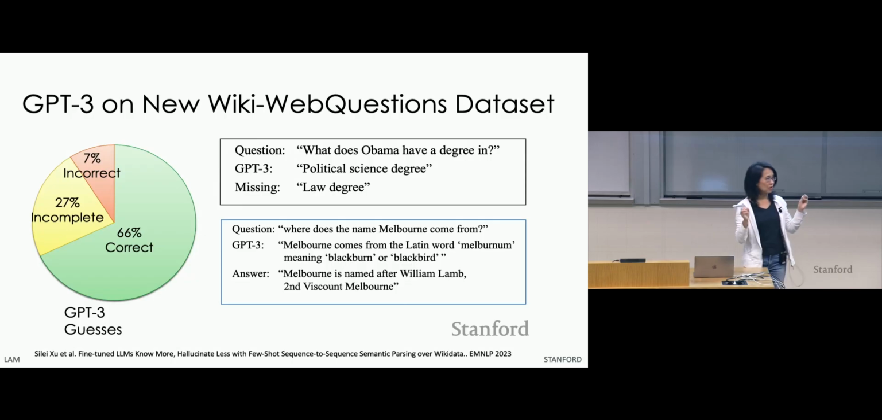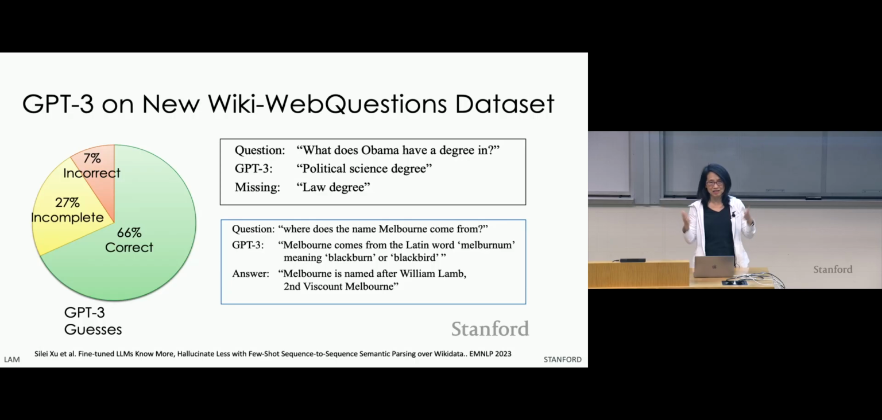So here is where the problem is. I know that it is incomplete, and it is incorrect 7% of the time. Do you know when you're seeing that 7%? If you know the answer, yes. But if you don't know the answer, no.